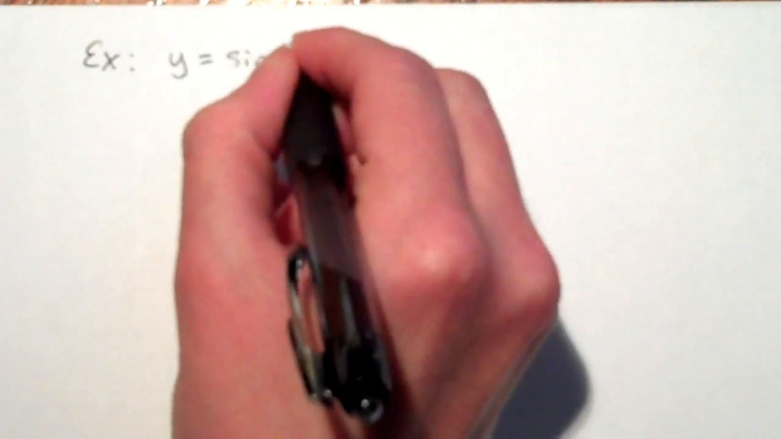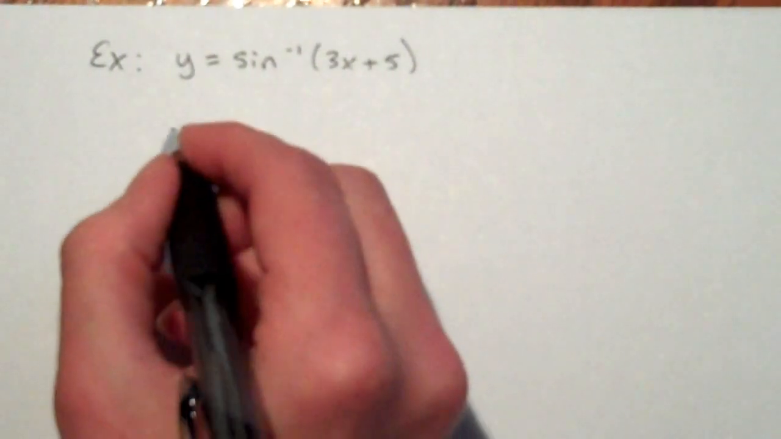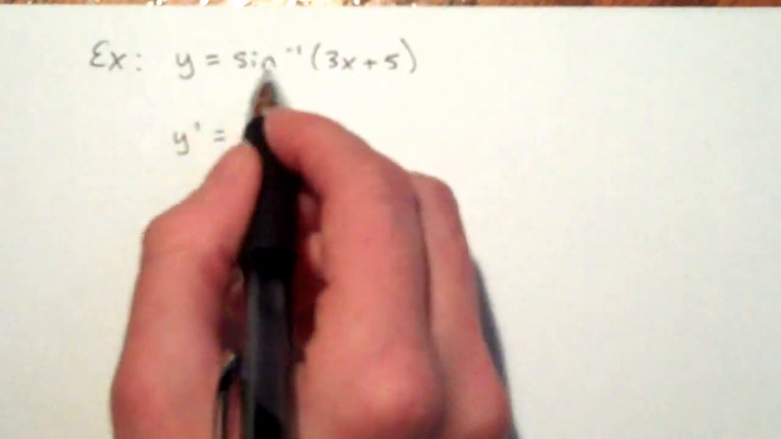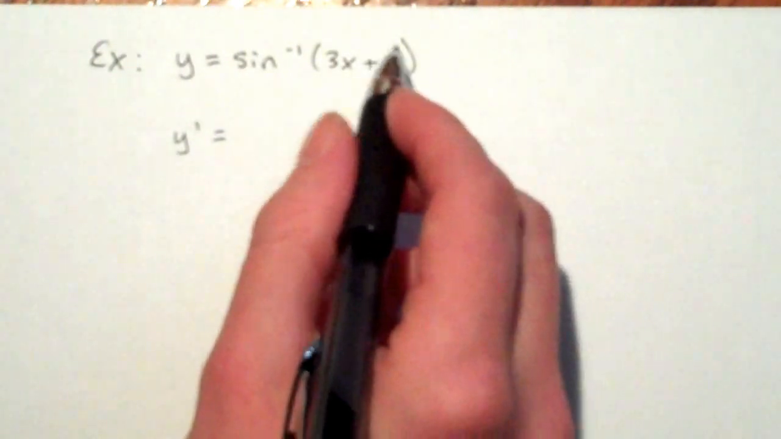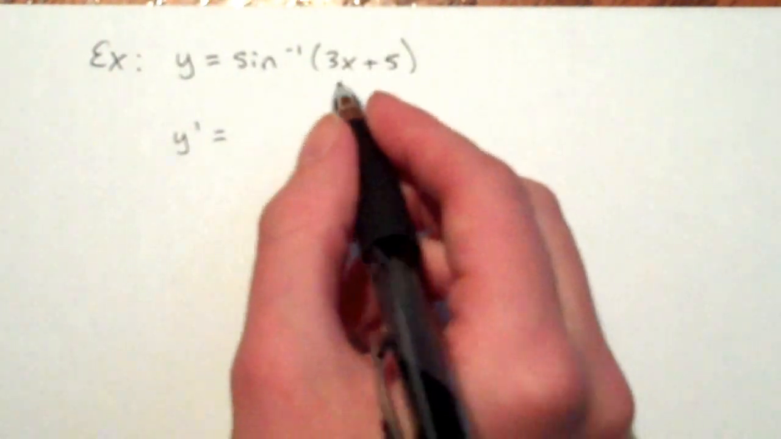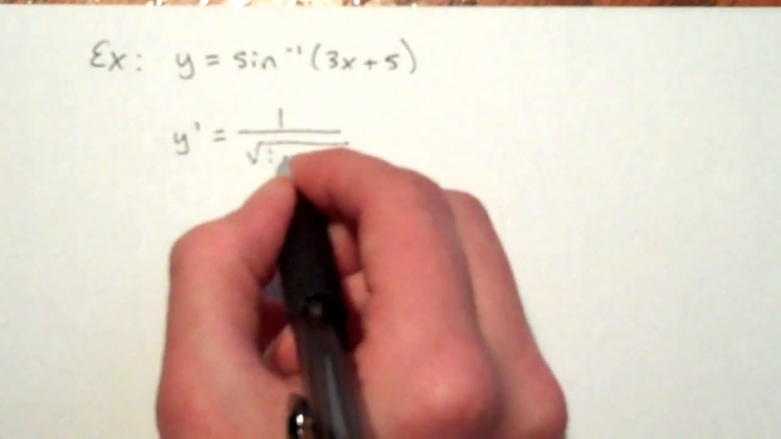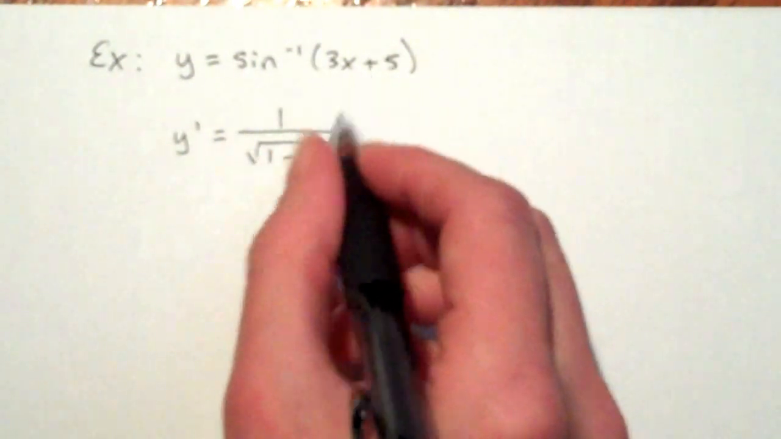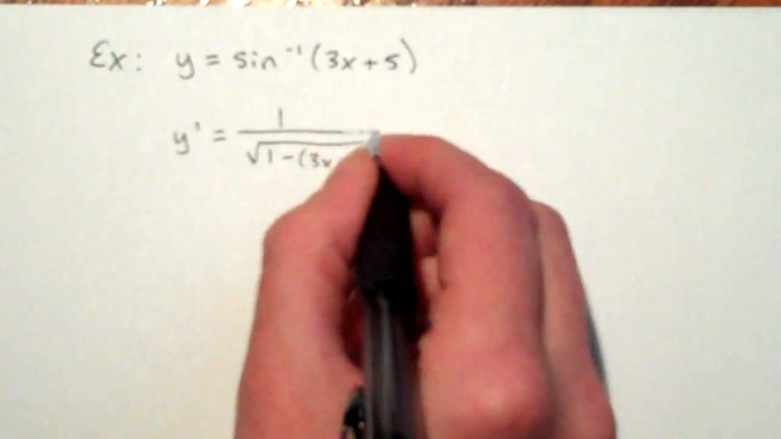say we have to find, this is our y, it's an inverse sine of 3x plus 5. So I need to find the derivative of that, so I'm going to do y prime equals, this is the chain rule because I've got a function on the outside and 3x plus 5 is on the inside. So I have to do the derivative of the outside with the inside staying totally the same. So the derivative of inverse sine is 1 over the square root of 1 minus x squared, except I'm not using x, I'm using 3x plus 5. So 3x plus 5 squared.